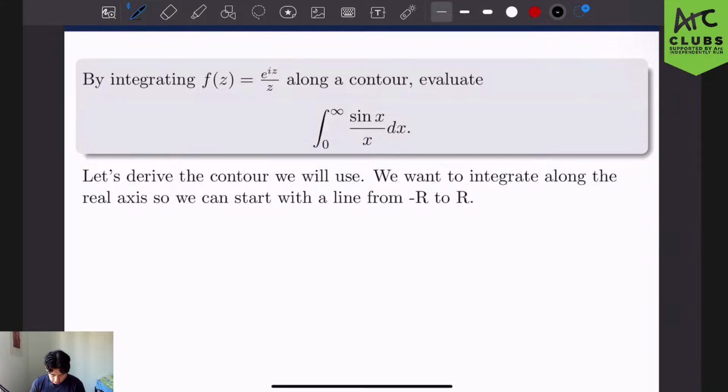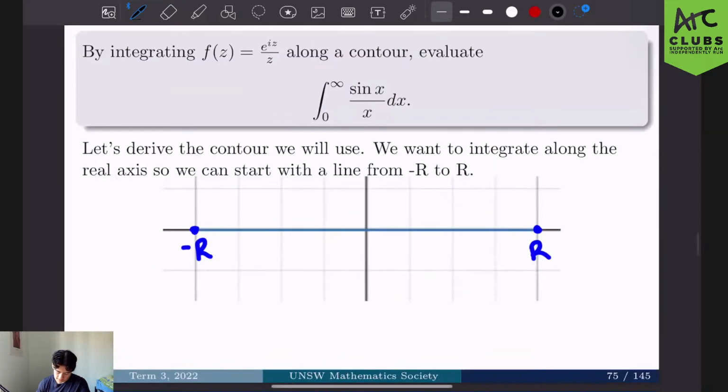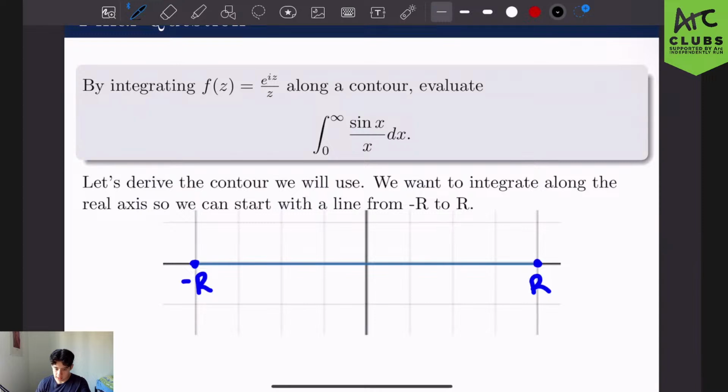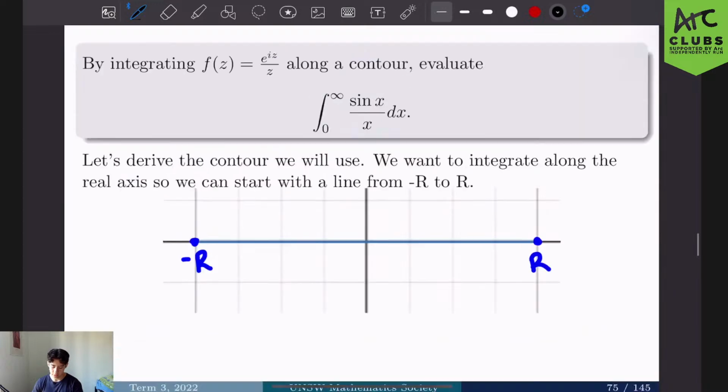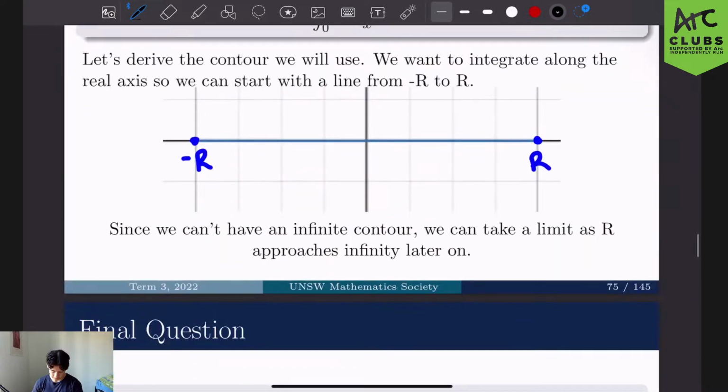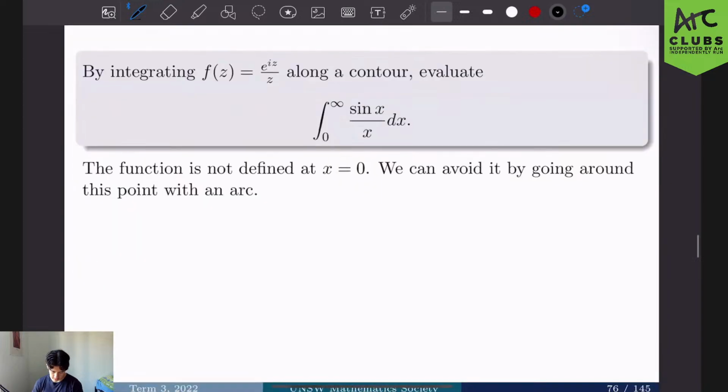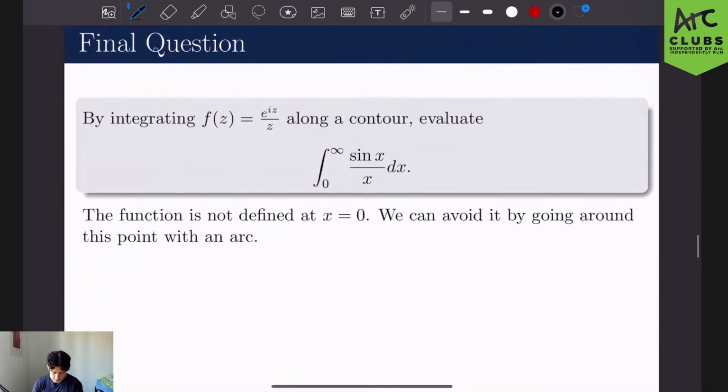We want to integrate along the real axis here, based on our limits, so we'll start with the line from negative R to R. A contour is not defined if it has infinity, so we'll define it as R and then observe the behavior as R approaches infinity. And this function is not defined at x equals 0 because of the denominator here, so we can avoid it by going around this point with an arc.